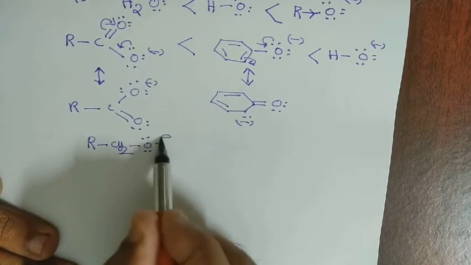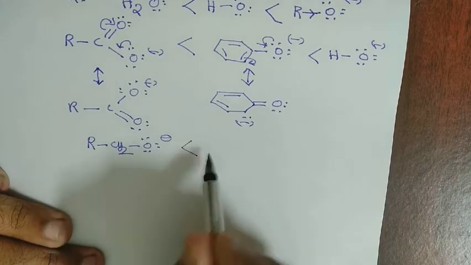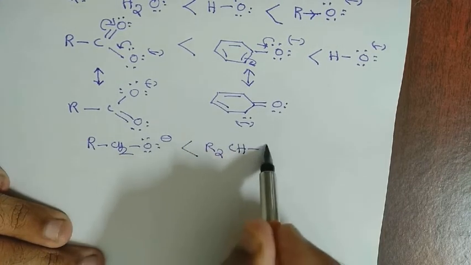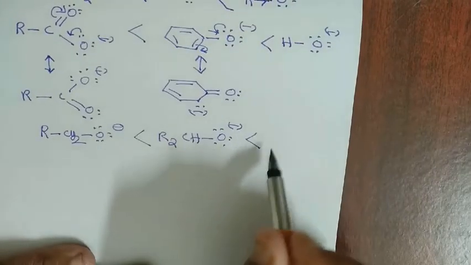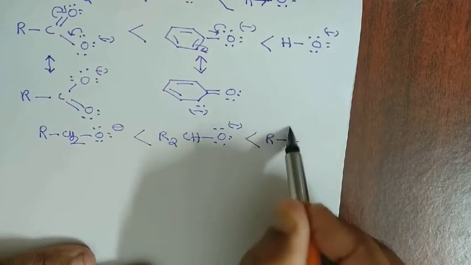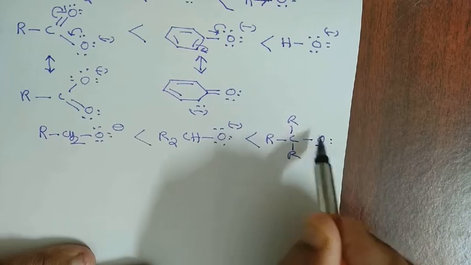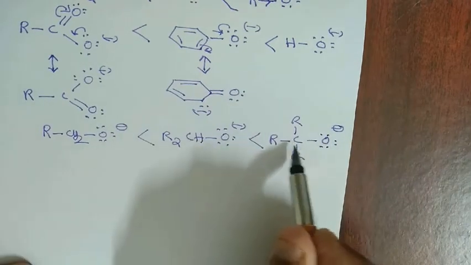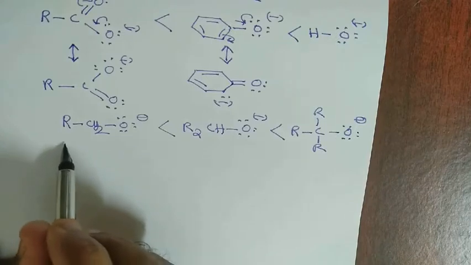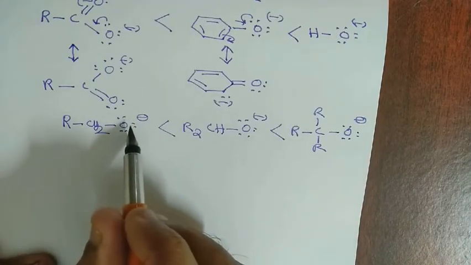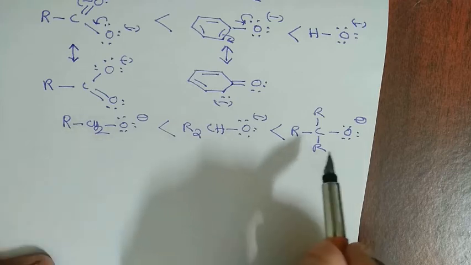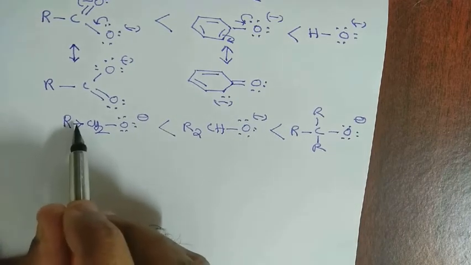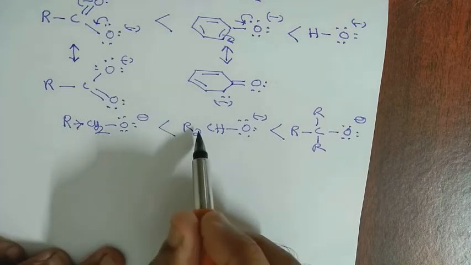RCH2O minus, it is an alkoxide ion of a primary alcohol. R2CHO minus, alkoxide ion of a secondary alcohol. And R3CO minus, it is an alkoxide ion of a tertiary alcohol. Here also, when we move from left to right, intensity of negative charge on the oxygen atom increases. Consequently, nucleophilic strength increases from left to right. It is due to the plus I effect of alkyl groups.